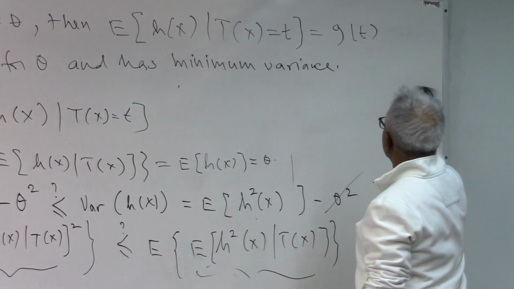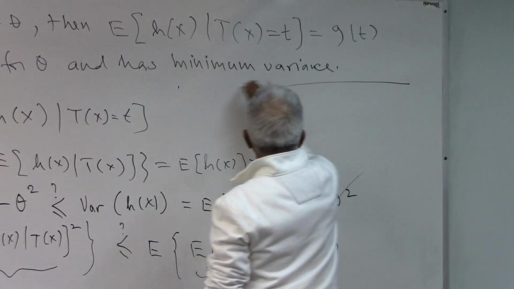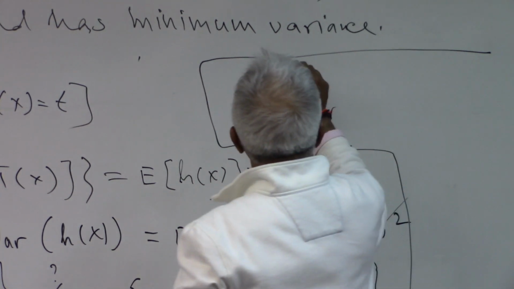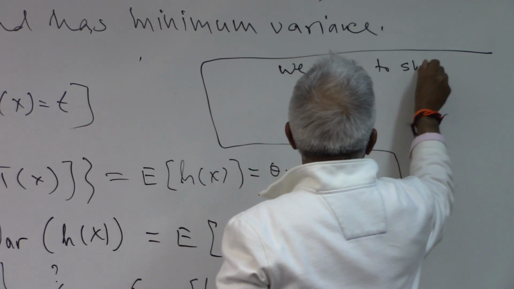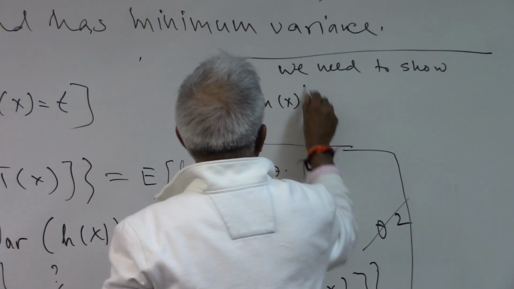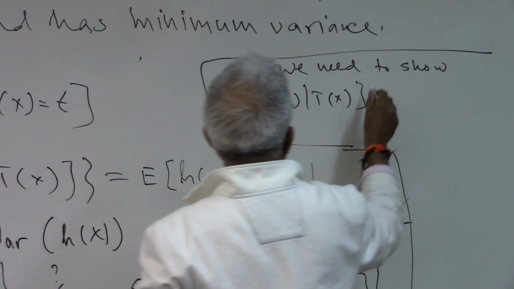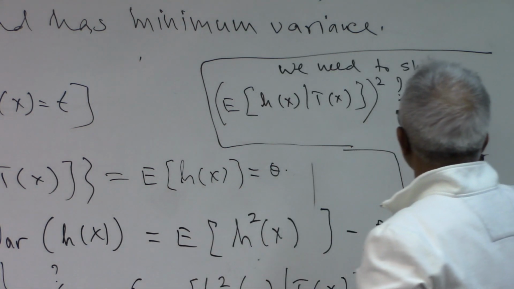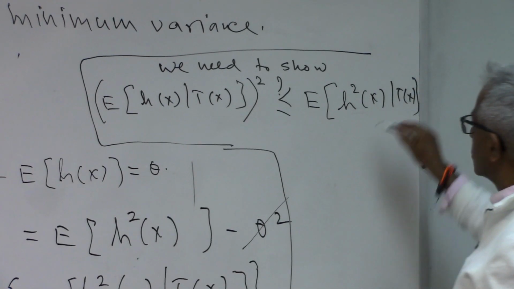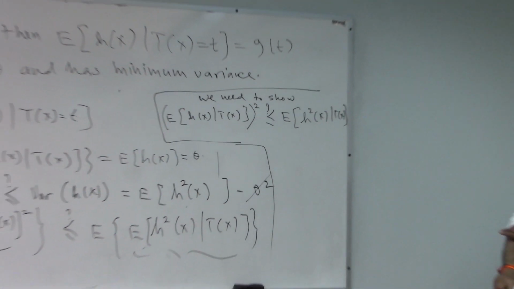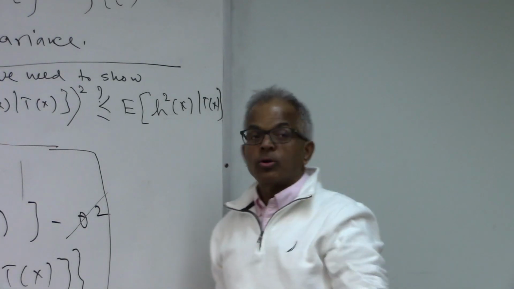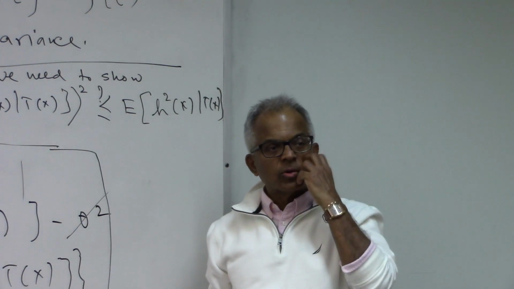So let me copy that here. We need to show that the expected value of H(x) given T(x), the whole squared, is less than or equal to the expected value of H squared(x) given T(x). This is what we want to show. If we can show this is true, then T naught has the minimum variance, and it is already unique. We have shown that.